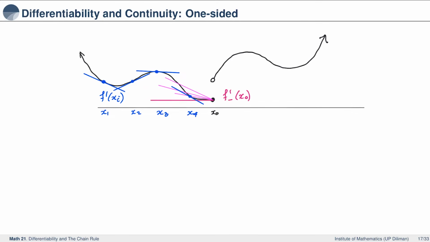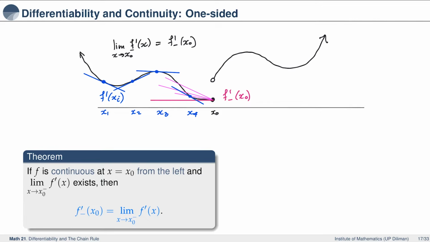In fact, if you look closely, the tangent lines at each of these blue points approach the same line to which the secant lines from the left approach. In essence, the limit of f prime of x as x approaches x naught from the left is the same as the left derivative at x naught. And this is actually true, right? We have the theorem that if a function is continuous at x equal to x naught from the left, and we know that the limit of f prime as x approaches x naught from the left exists, then the left derivative at x naught is just the limit of the derivatives as x approaches x naught from the left.